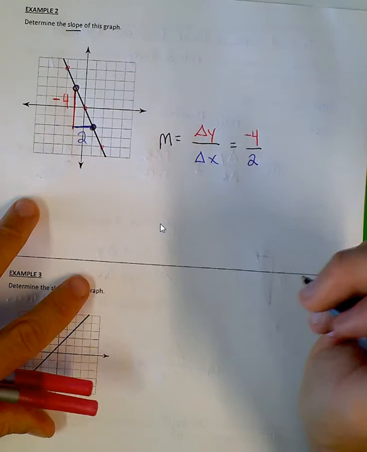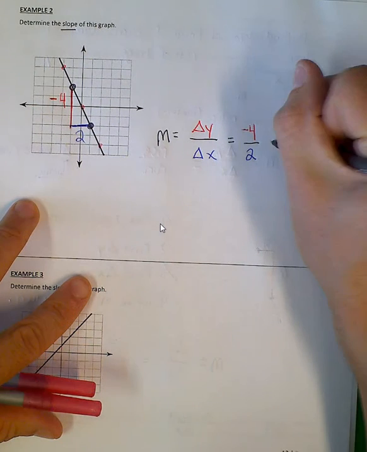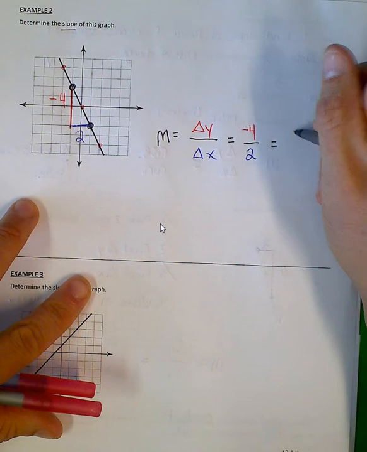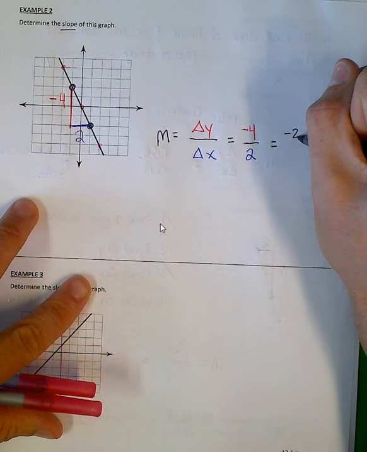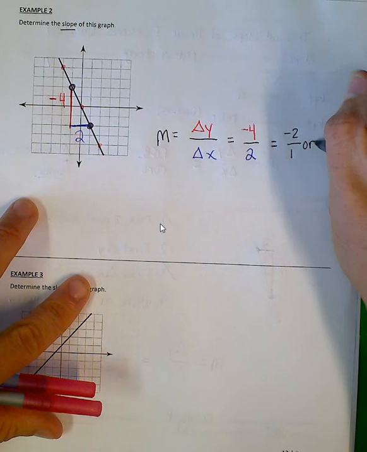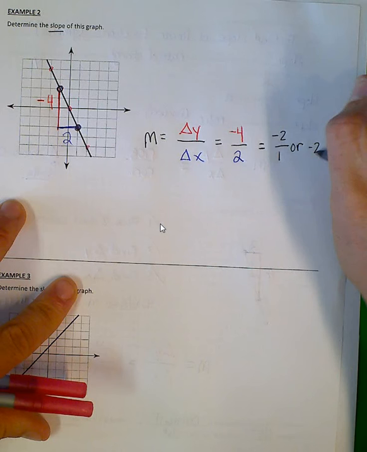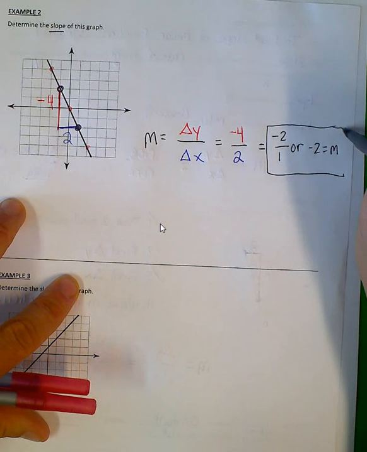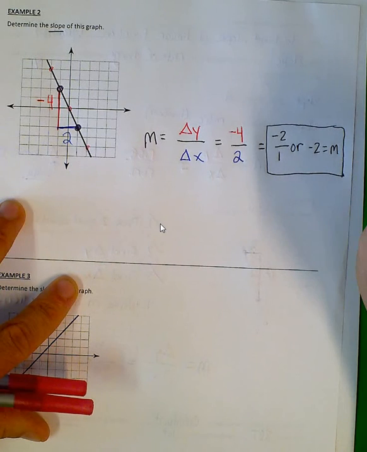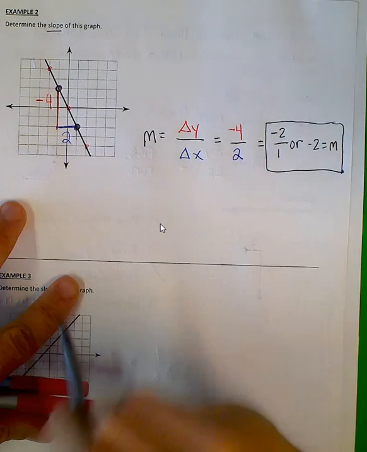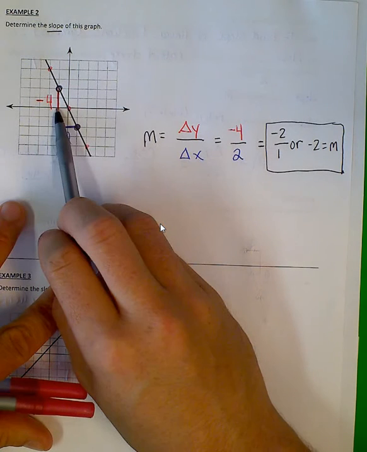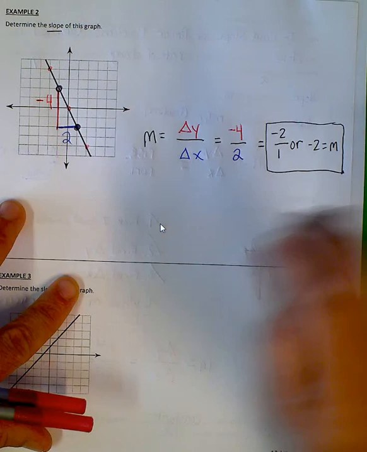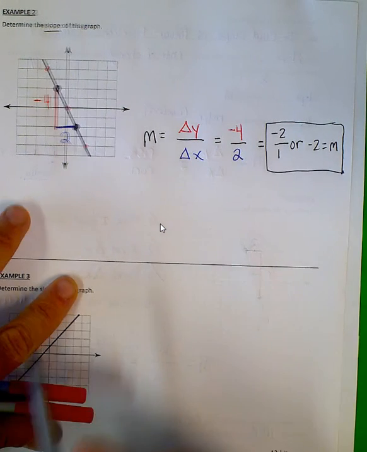-4 over 2 can also be simplified. Both are factors of 2, so this can be simplified into the fraction -2 over 1, or just -2. And this is the slope of this graph. This is our rate of change. That means you can go down 2 over 1, down 2 over 1, down 2 over 1. Constant rate of change.